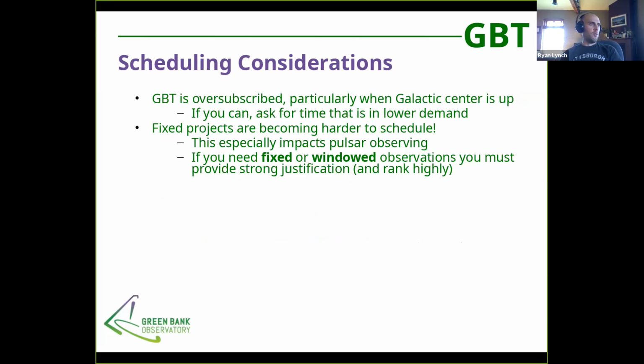And I've already mentioned fixed projects. These are becoming harder and harder to schedule. And so if you need fixed or windowed observations, so basically a specific date and time or observations within some tolerance, like maybe a few days of each other, that has to be ranked very highly in order for it to be considered for scheduling. So you really need to provide a strong justification for that.